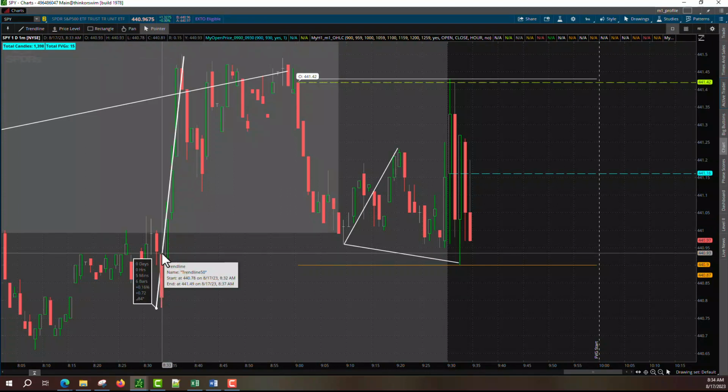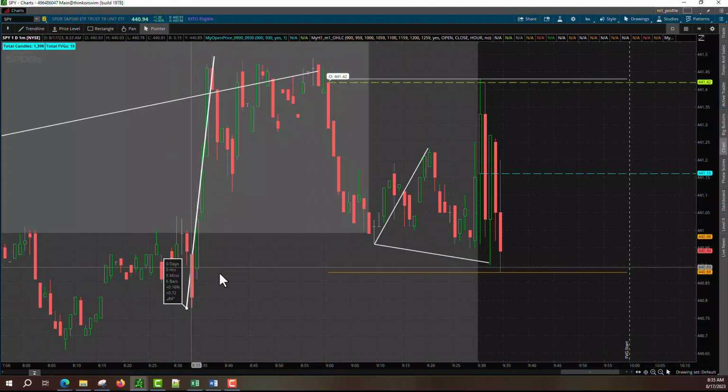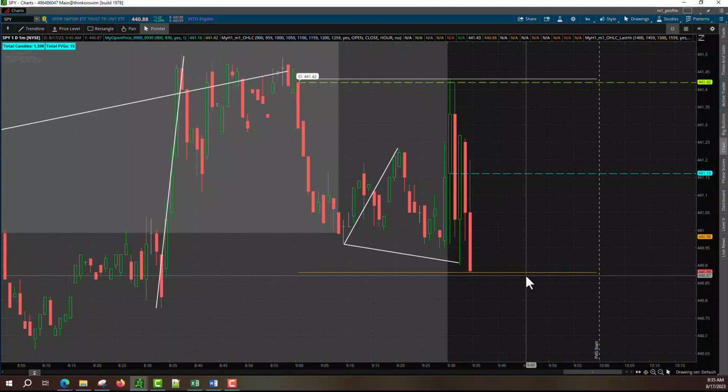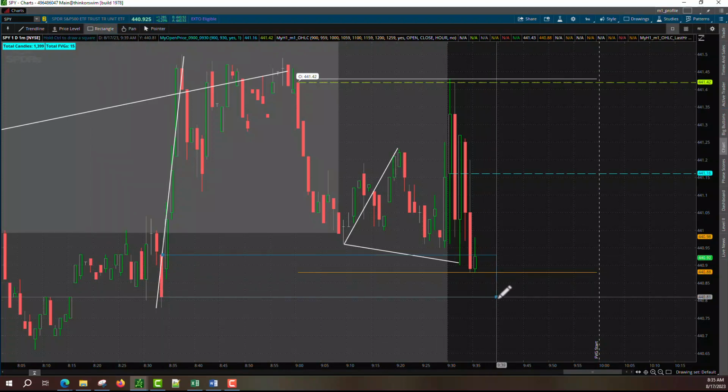It may retest the order block right here. You see this order block, huge order block right here. Maybe it retests this order block. Yeah, this order block right here. It retests it.